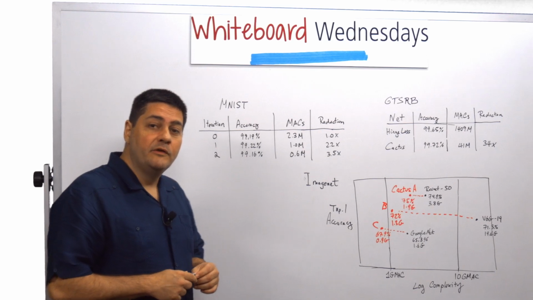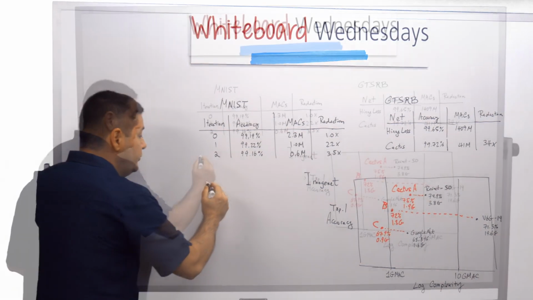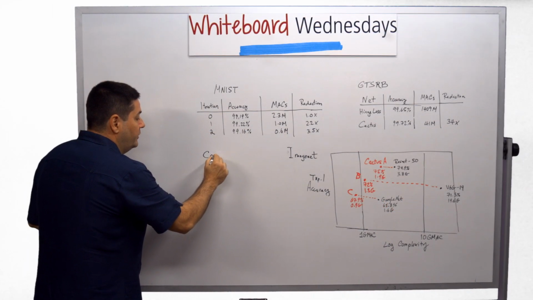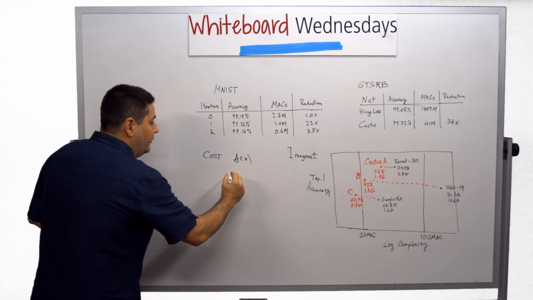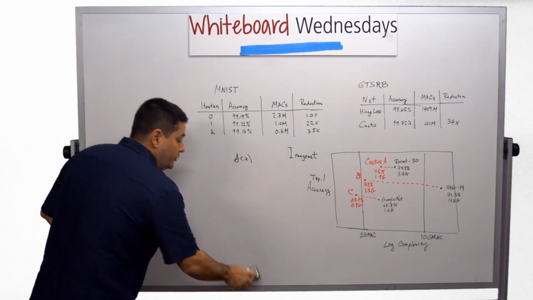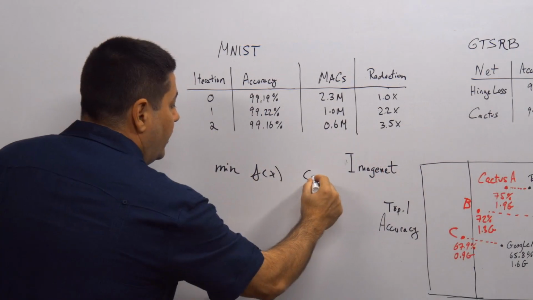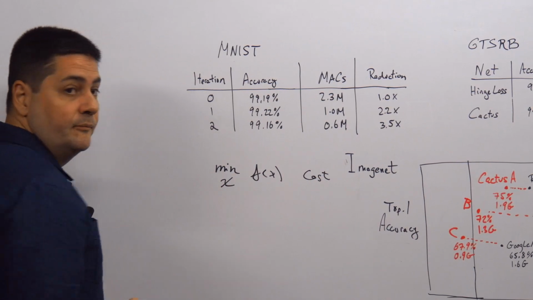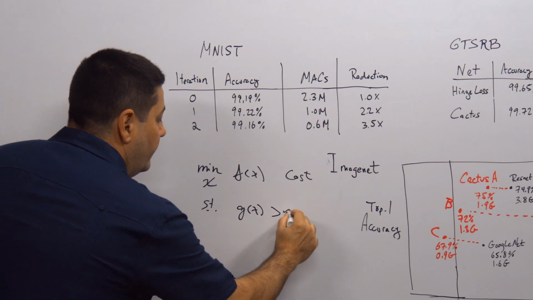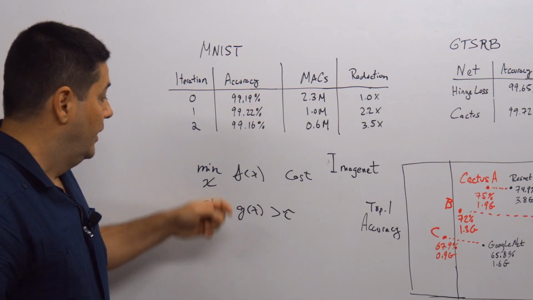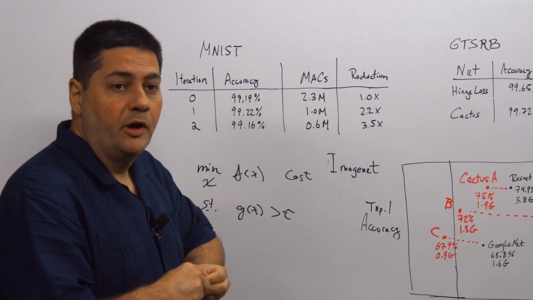Last week we talked about a methodology for reducing the complexity of convolutional neural networks. We created an optimization problem where we minimized a cost function, f of x, by playing with the parameters x, which were the dimensions of the neural network. So we're minimizing f of x, which is the cost, over the parameters x, such that the accuracy of the network is above a certain threshold. So today, I'm going to be talking about the results that we achieved with this minimization process.